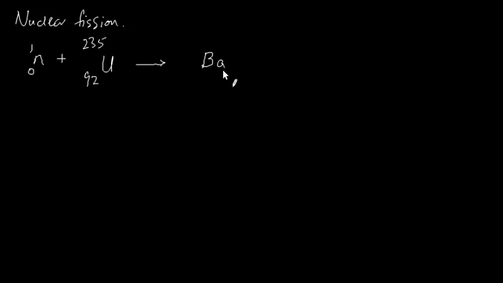Now one is a much smaller nuclide of barium, and the other one is also a much smaller nuclide, krypton-92, and it will also produce 3 more neutrons. Of course, in this case, the total number of protons and neutrons remain the same after the reaction.